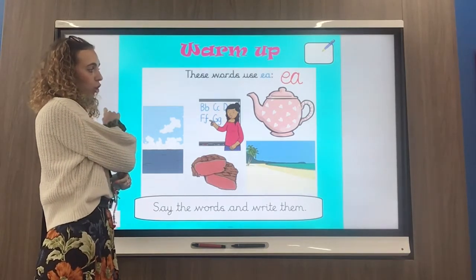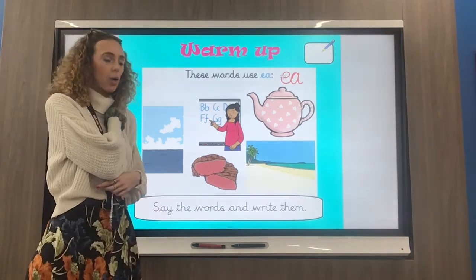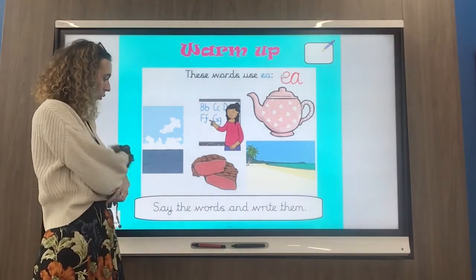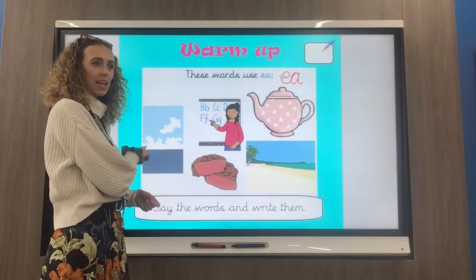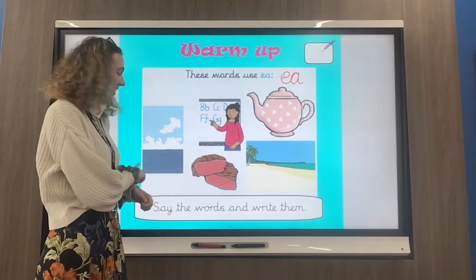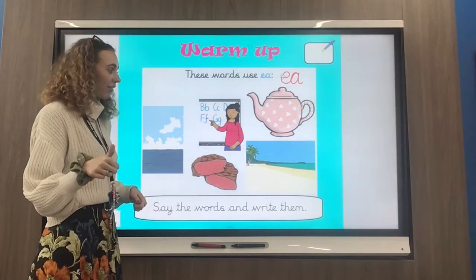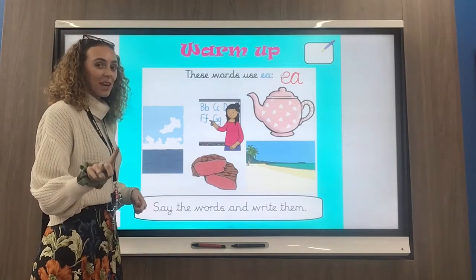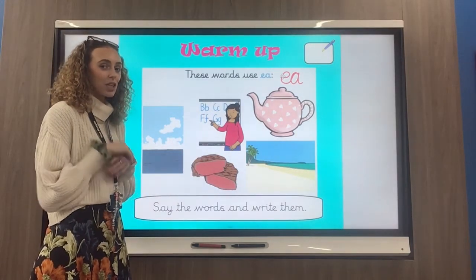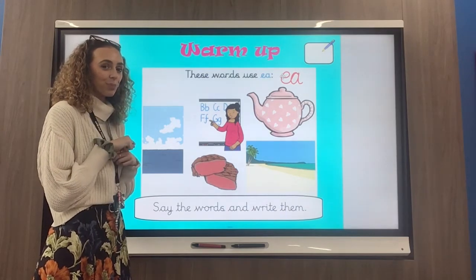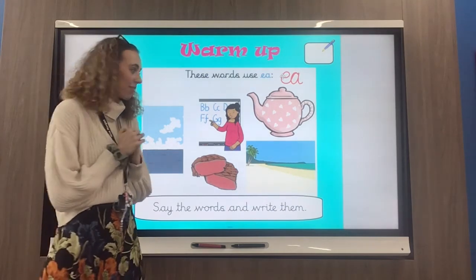So let's look at what some of the items that we have here. Oh, what is this here? What has the E sound in this picture? It's the sea. Well done if you got that correct. Hit pause on the video now and see if you can say all of these pictures out loud using the E sound. Okay, let's see if you got them right, Year 3.